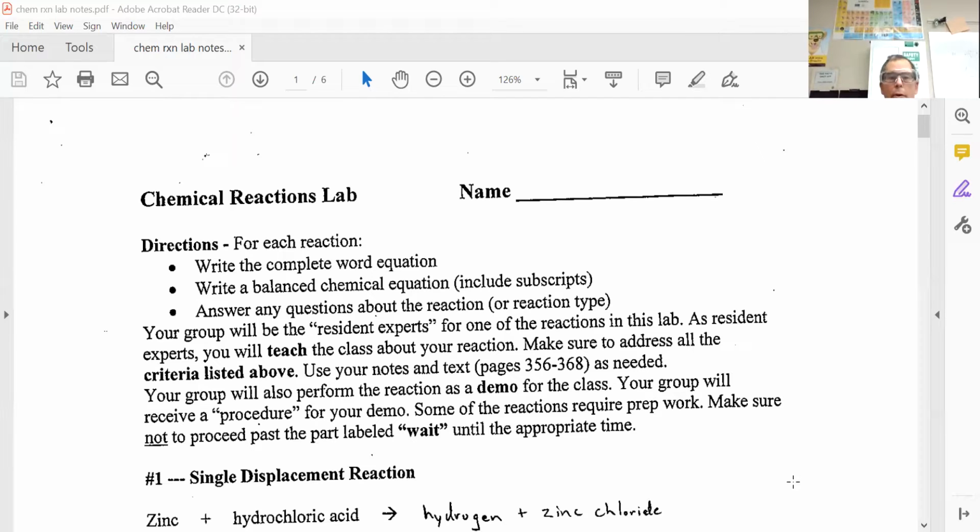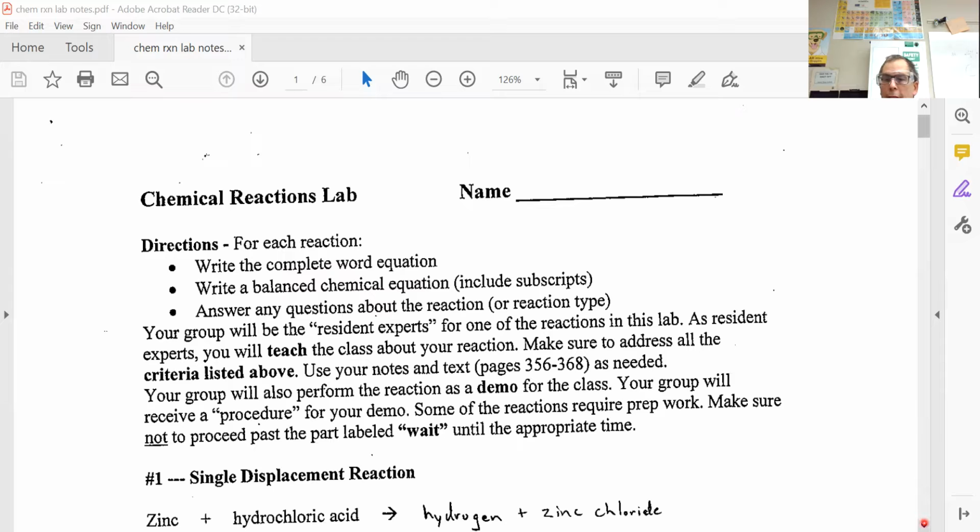So that is our first reaction. Let's take a look at it in paper. So bear with me as I go to a screen share here. And we'll find it, open it up. And here we go, chemical reaction lab. Just going to grab a little annotation piece and a little note thing. And we're going to write the word equation, then follow it with the balanced chemical equation, including something called subscripts. And then we're going to answer any questions.